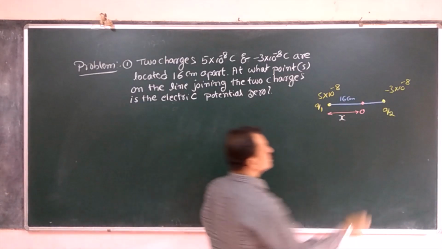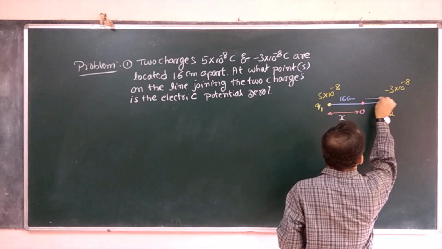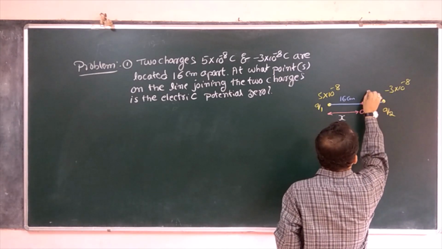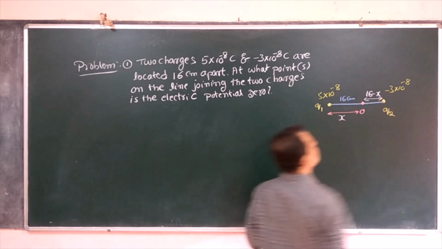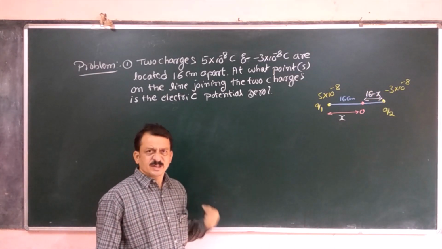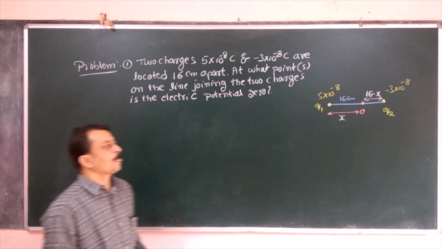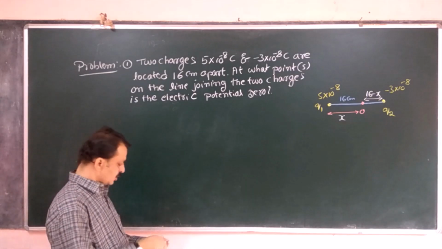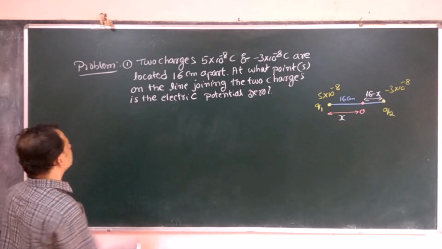Now what is the distance of that point O from the negative charge? Obviously the total distance becomes 16, so it is 16 minus x. O ಪಾಯಿಂಟ್ ಅಲ್ಲಿ ಪೊಟೆನ್ಶಿಯಲ್ 0 ಇದೆ ಅಂತ ಹೇಳಿ ನಾವು ಅಸ್ಯೂಮ್ ಮಾಡ್ಕೊಳ್ಳುವ. It is at a distance x from the positive charge. Now given, what are the given things?